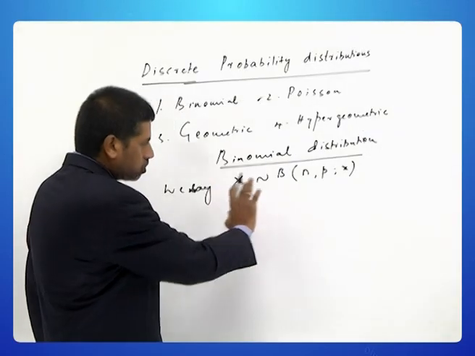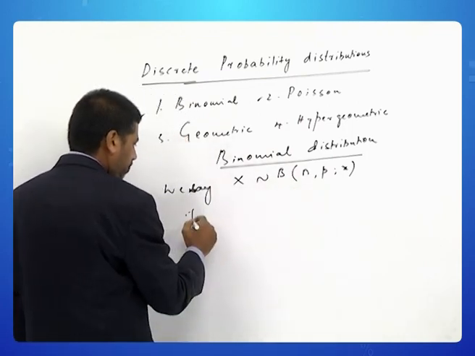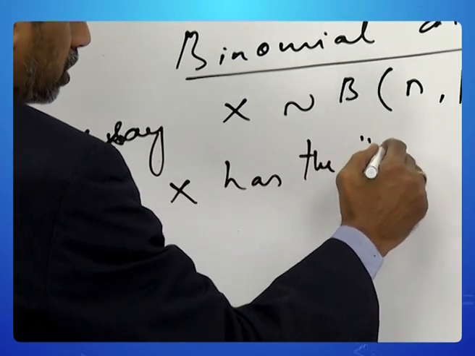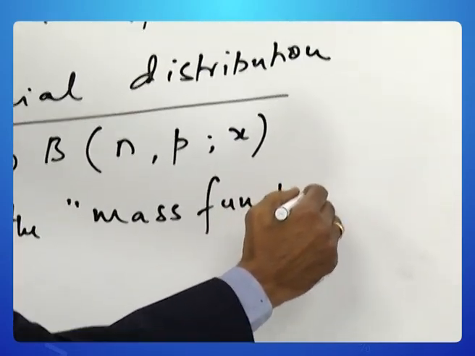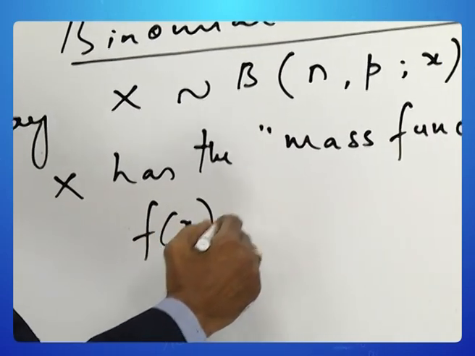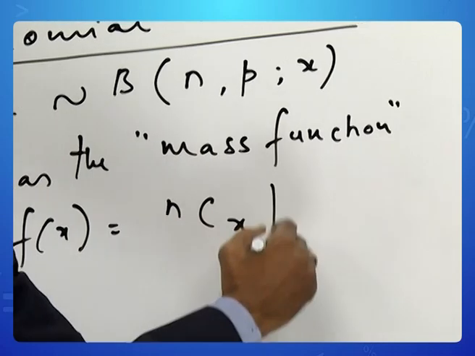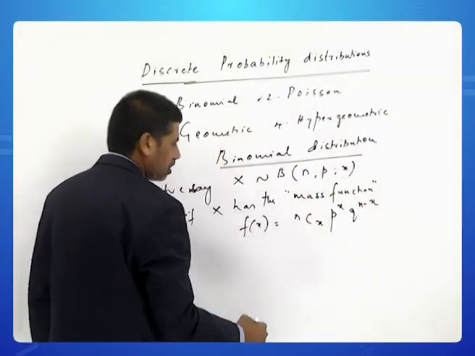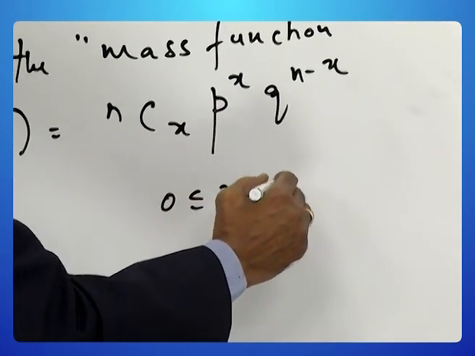So we say x follows the binomial distribution with parameters n and p if x has the mass function f of x is equal to nCx p power x q power n minus x, where x takes values from 0 to n.